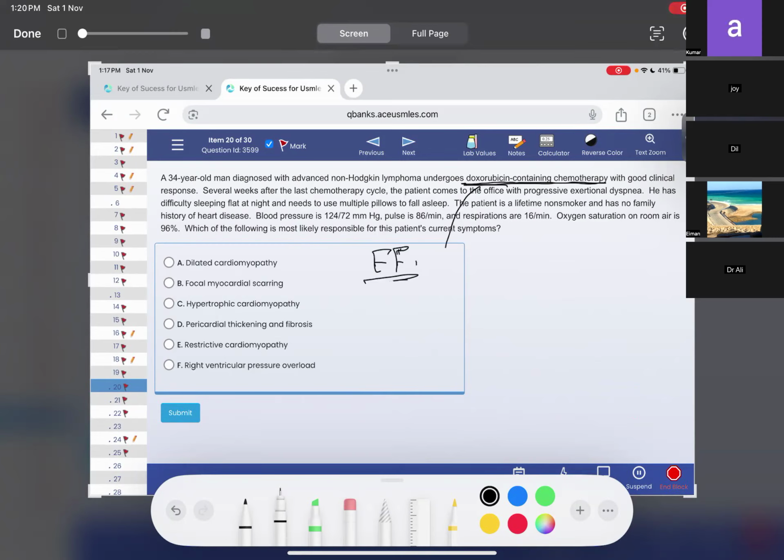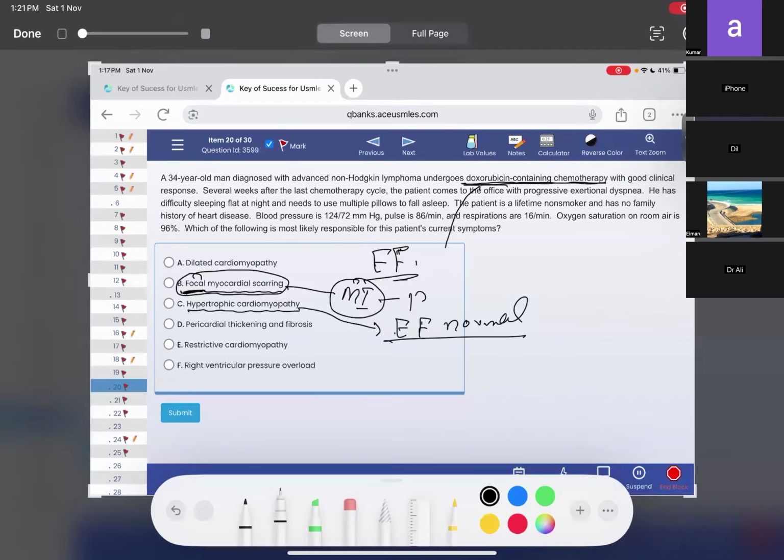Okay, doctors? And in option B, they asked about focal myocardial scarring. It usually occurs in which condition? MI, because it is focal, in a single place. And hypertrophic cardiomyopathy usually occurs with a normal ejection fraction, it is a pressure overload problem.